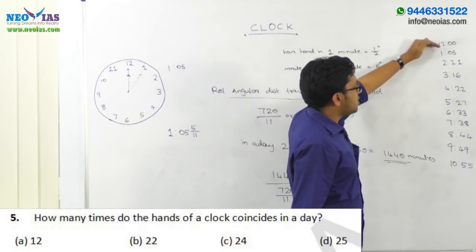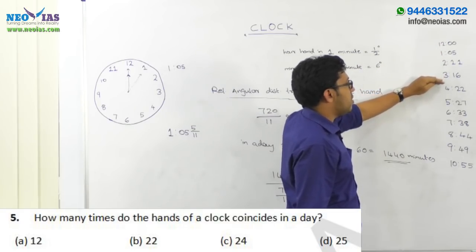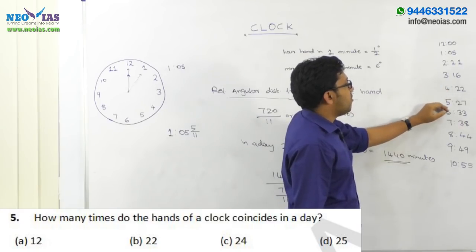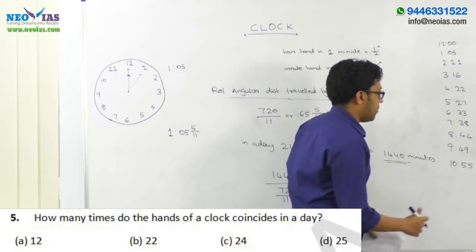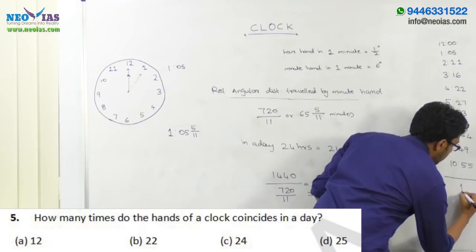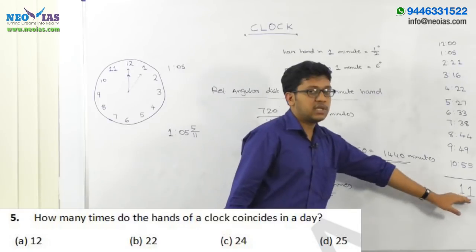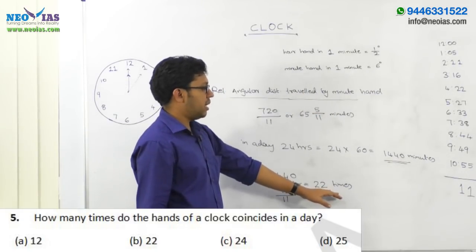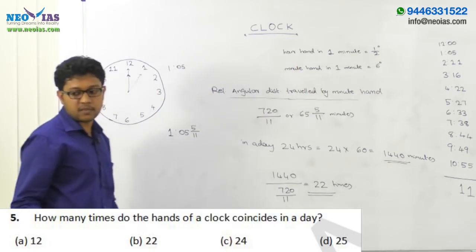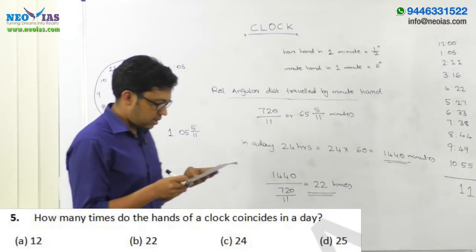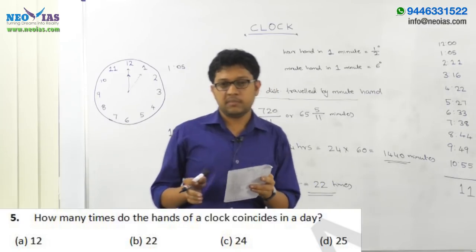At 12 o'clock there will be a coincidence. At 1:05, at 2:11, at 3:16, at 4:22, at 5:27, at 6:33, like that up to 10:55, there are 11 coincidences in 12 hours. Thus in 24 hours there are 22 times the hour hand is coinciding or overlapping with the minute hand. So for the question, how many times do the hands of a clock coincide in a day, the answer is 22 times.